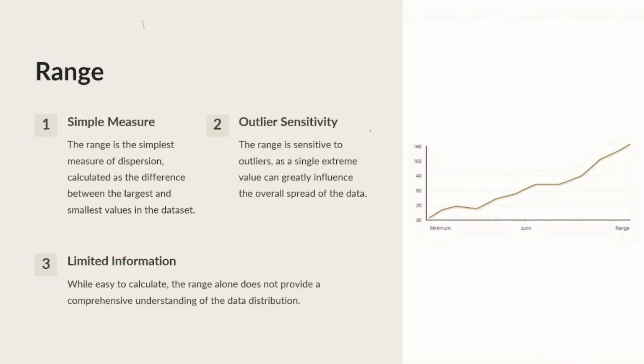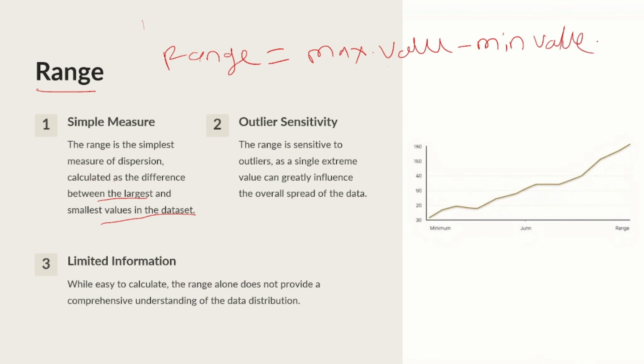So the first measure of dispersion is range. The actual definition is very simple. Range is the simplest measure of dispersion, calculated as the difference between the largest and the smallest value in the data set. So you can directly say range means the difference between the largest value and the smallest value in the data set. It means maximum value minus minimum value from your data set.